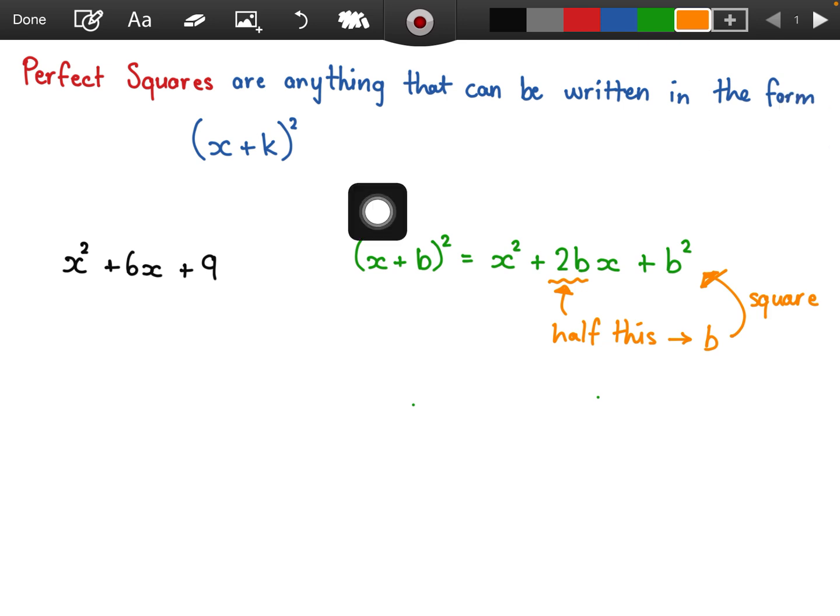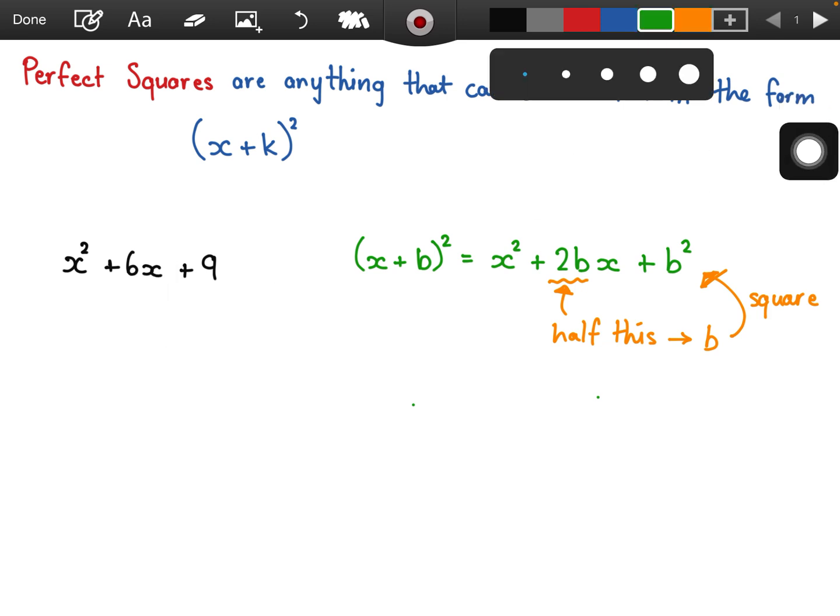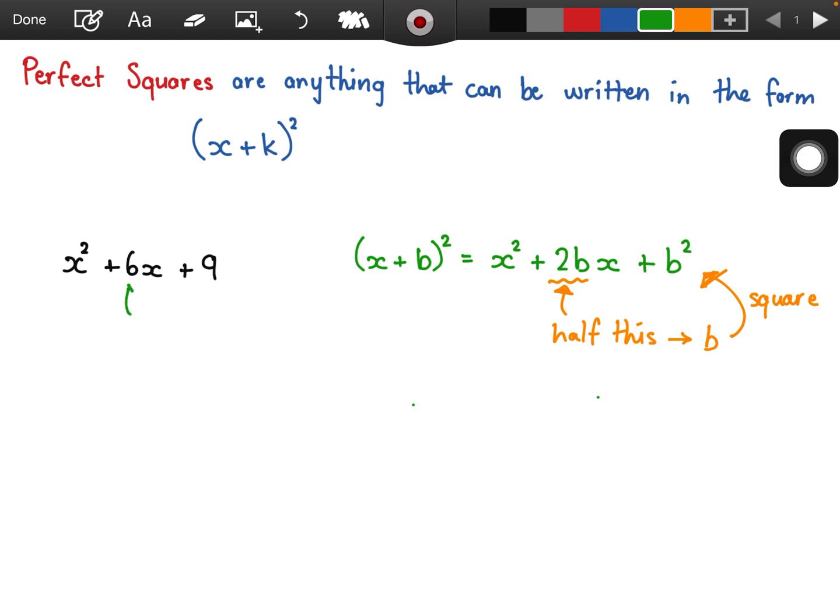So look at this one. I can see that it's 6x + 9. I can see there that 6 halved is 3, and then 3 squared is going to give me the 9.